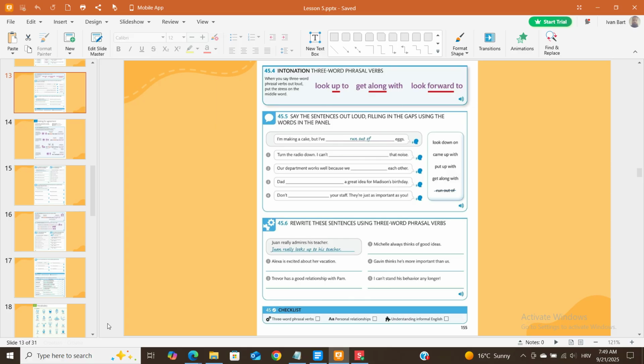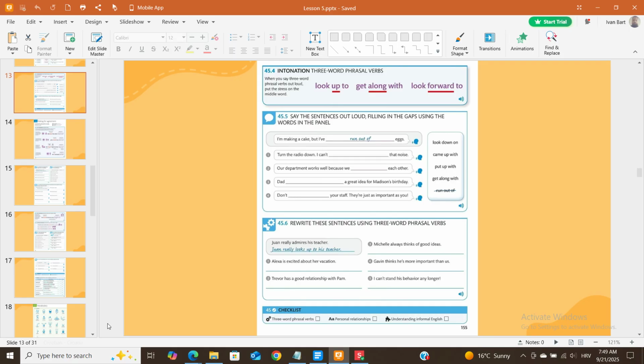45.5 Say the sentences out loud, filling in the gaps using the words in the panel. "I'm making a cake, but I've run out of eggs." "Turn the radio down. I can't put up with that noise." "Our department works well because we get along with each other." "Dad came up with a great idea for Madison's birthday." "Don't look down on your staff. They're just as important as you."